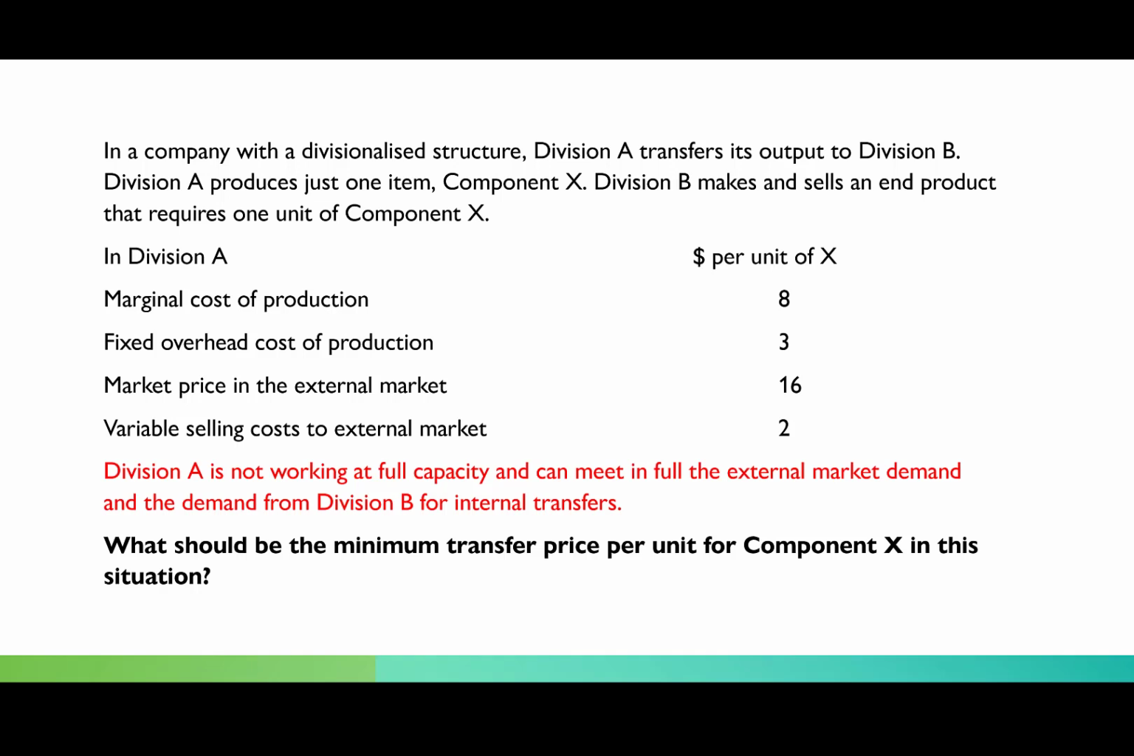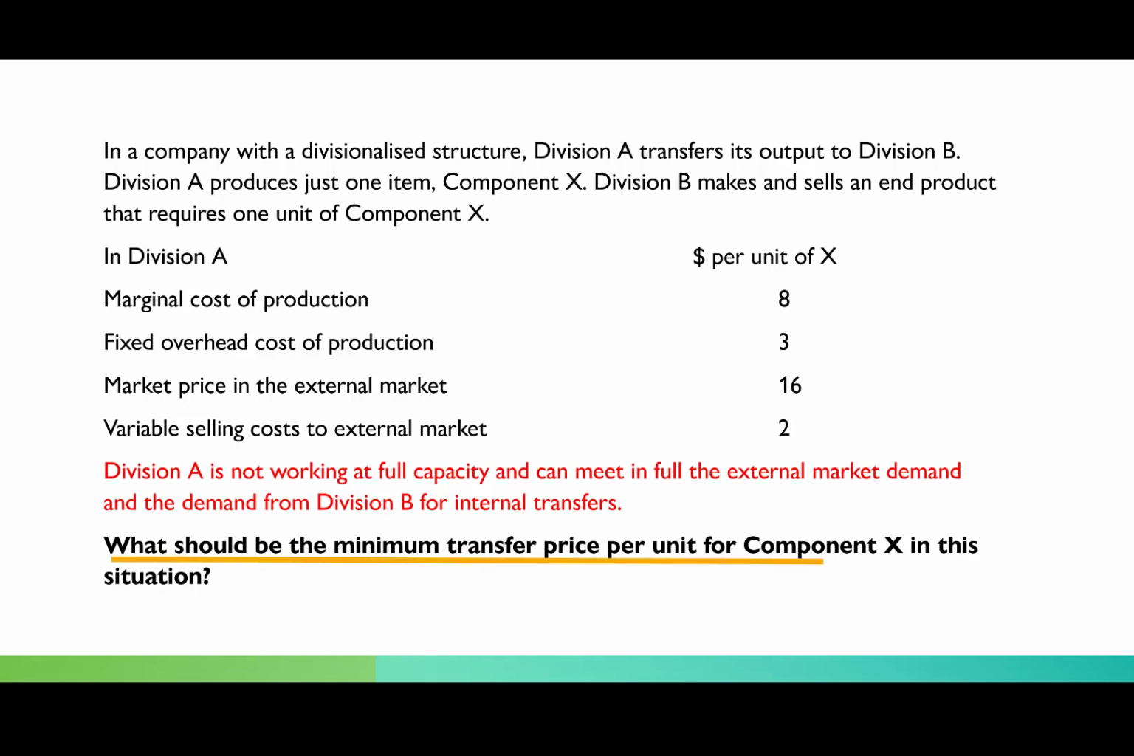In a company with a divisionalised structure, Division A transfers its output to Division B. Division A produces just one item, component X. Division B makes and sells an end product that requires 1 unit of component X. Now in Division A, we're given all these various different prices and costs. There's a marginal cost of production of 8, a fixed overhead cost of production of 3, a market price in the external market of 16, and then variable selling costs to the external market of 2. The point is you need to read further on in the scenario to make your decision.